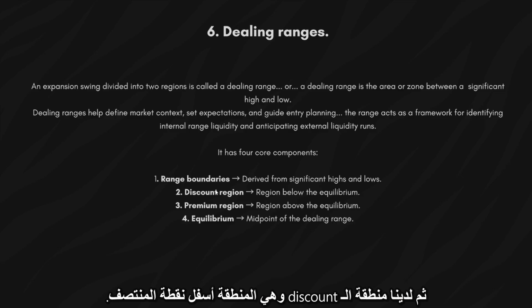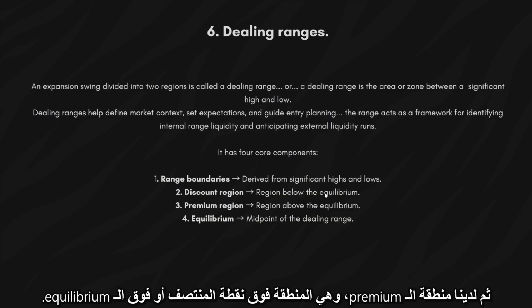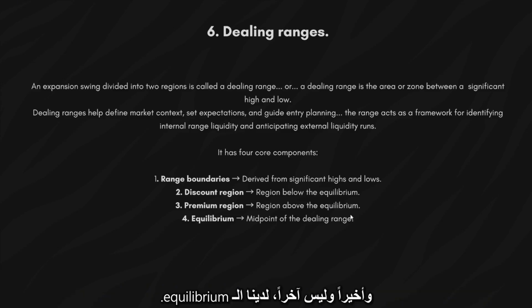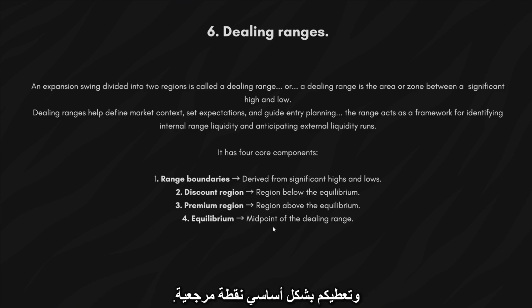Then we've got the discount region, and that's the area below the midpoint. That's the region below the equilibrium point. And then we've got the premium region, which is the region above the midpoint or above the equilibrium. And last but not least, we have the equilibrium, and that's the actual midpoint of the dealing range, like the 50% level, and it gives you basically a reference point.